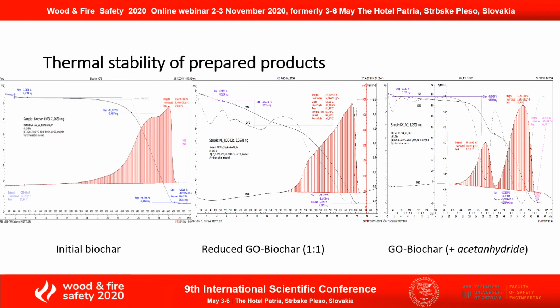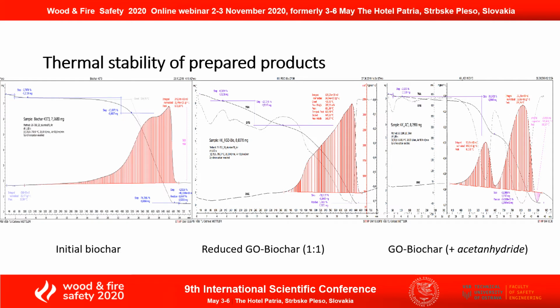On the first slide, you can see the chosen examples of the results of the test of thermogravimetric analysis. For the illustration, there were chosen samples of initial biochar, reduced graphene oxide with biochar in weight ratio 1:1, and the last was graphene oxide with biochar in the presence of acid anhydride.